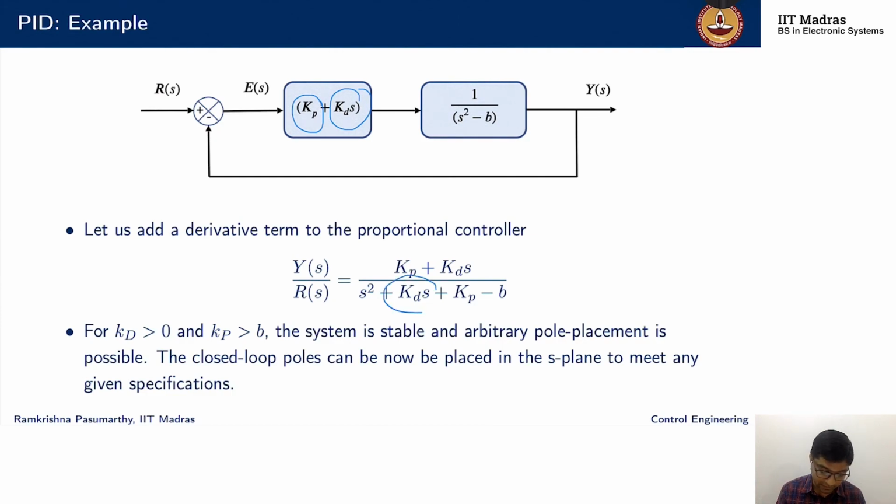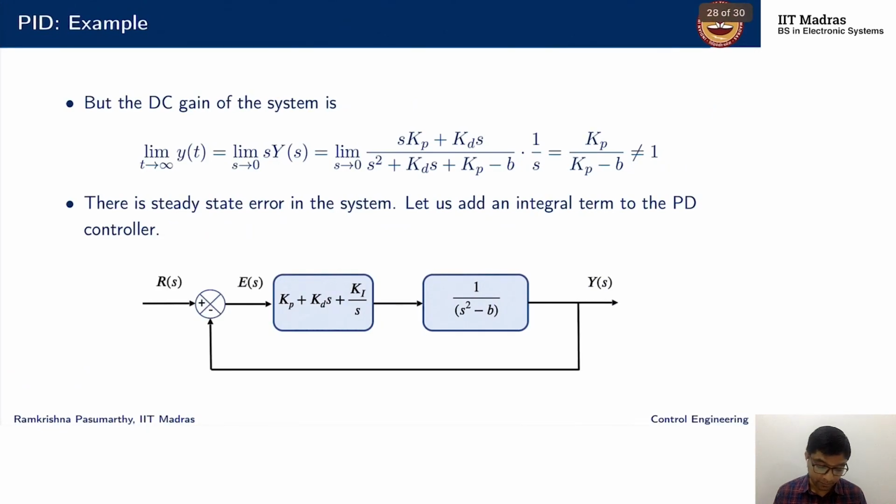So I am introducing a zeta here. For positive Kd and positive Kp, this still holds, Kp greater than B, the system is stable and I can arbitrarily place the poles. When I say arbitrarily place the poles, I can shape what is the zeta, what is the omega n, and thus achieve desired transient specifications. Okay, but now I see that the system has some steady state error for a step reference.